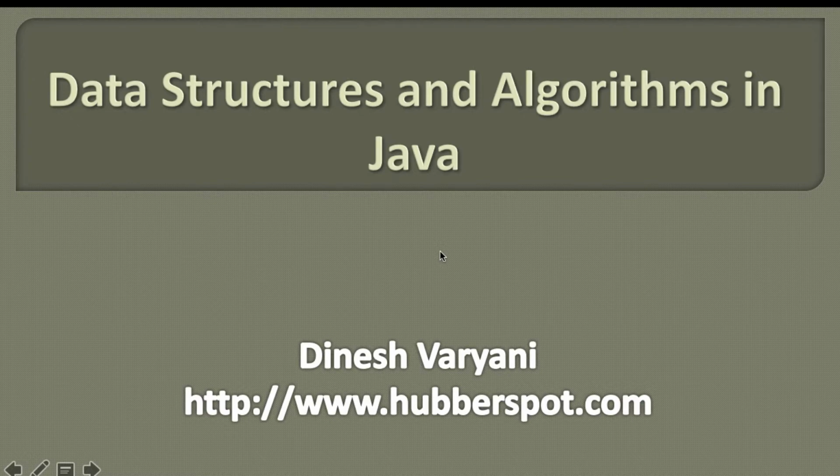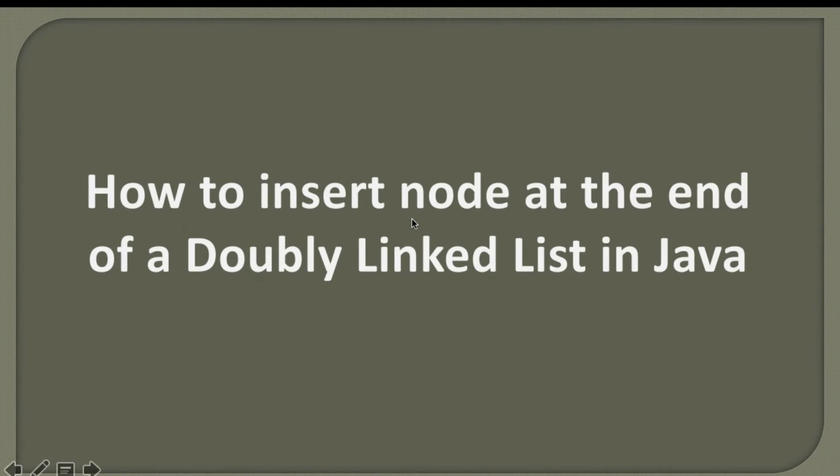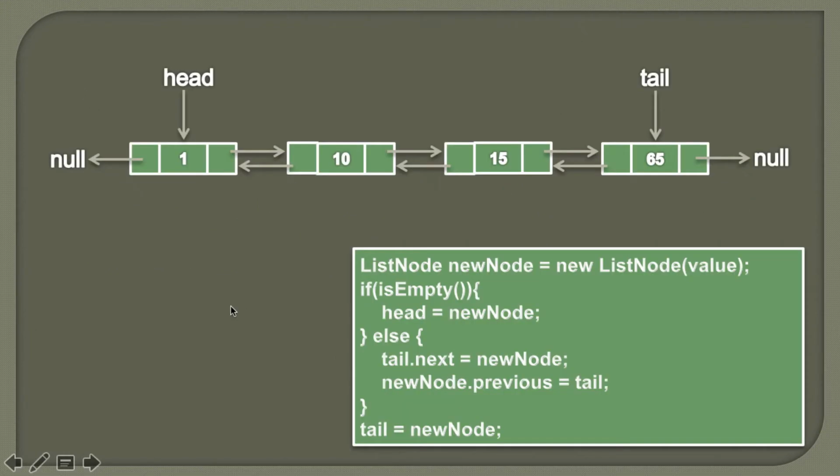Friends, in this tutorial we will discuss how to insert a node at the end of a doubly linked list in Java. So friends, suppose we are given a doubly linked list having 4 nodes, say 1, 10, 15 and 65. Usually in a doubly linked list, head points to the first node and tail points to the last node.